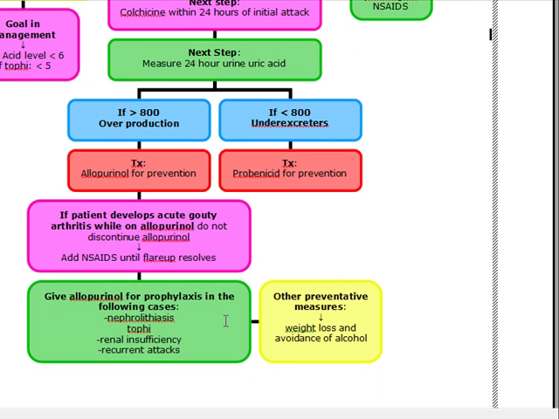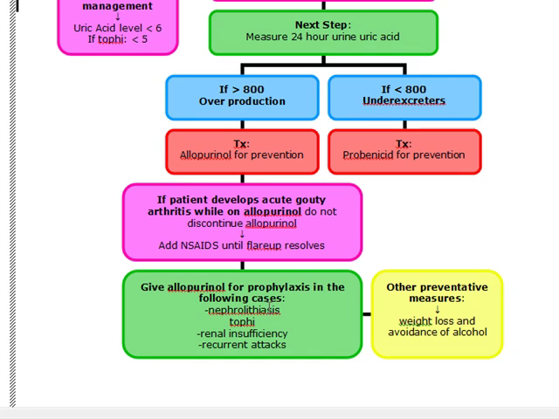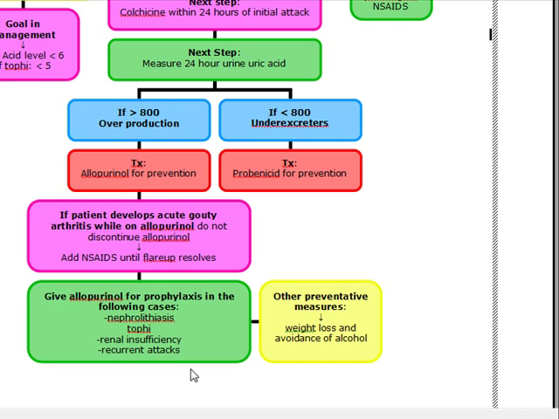The times that we give allopurinol for prophylaxis are nephrolithiasis, tophi, renal insufficiency, and recurrent attacks of gout. Okay, and we want to do preventative measures as well, because remember I said that alcohol binge drinking can cause gout and so can obesity. So obviously weight loss and avoidance of alcohol are preventative measures for gout.